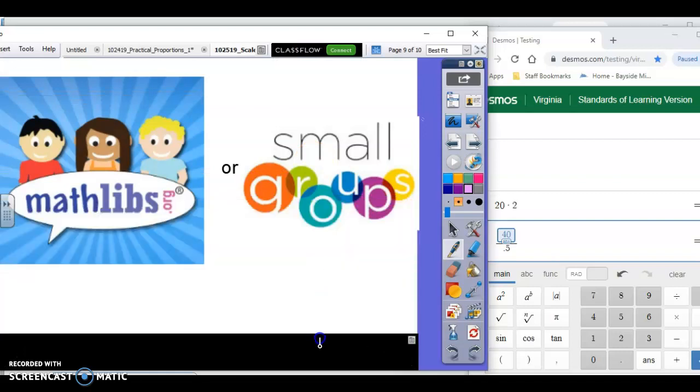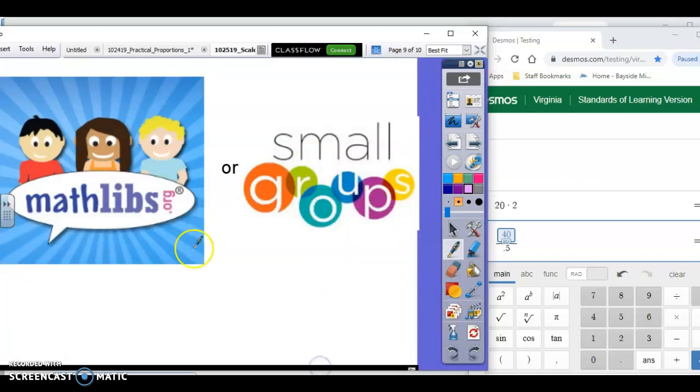All right, so we're either going to be working now on the MathLibs activity, which will be in your Schoology folder, or if you're in class, we'll work on that together.